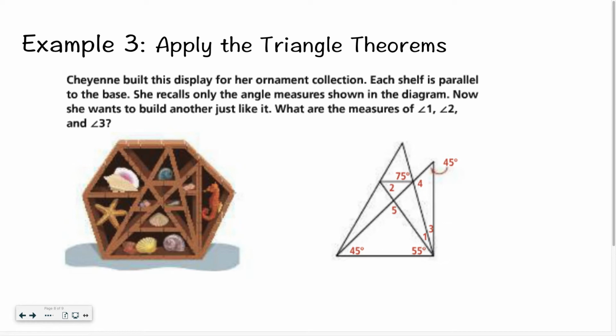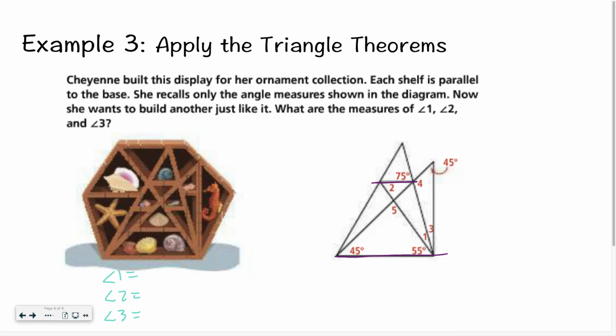Okay, so Cheyenne built this display for her ornament collection. Each shelf is parallel to the base. So here's the base, and then the other shelf that is parallel is right there. So I've highlighted them in purple. She recalls only the angle measures shown in the diagram. Now she wants to build another just like it. What are the measures of angle 1, angle 2, and angle 3? So I want to know angle 1 equals what, angle 2 equals what, and angle 3 equals what.